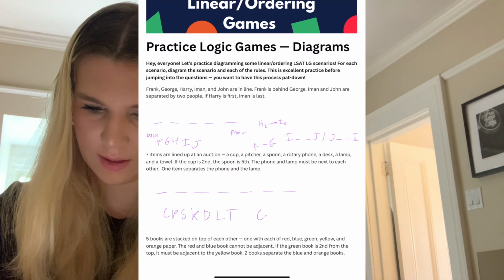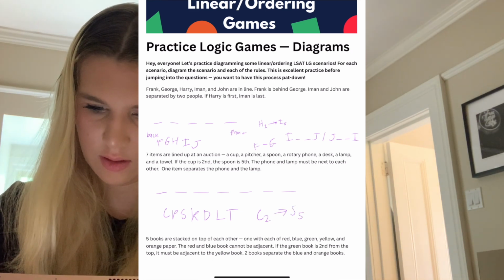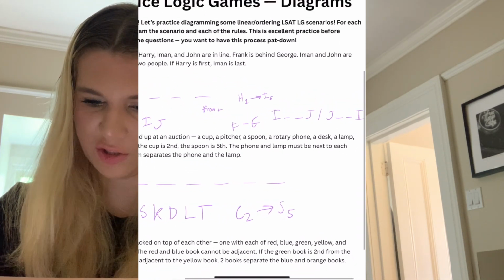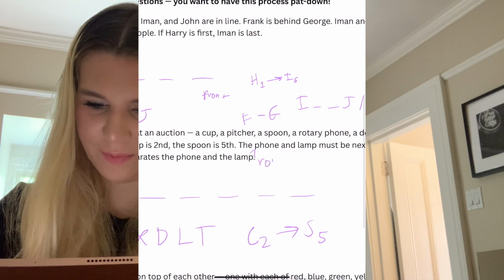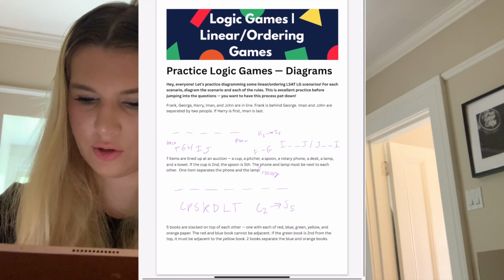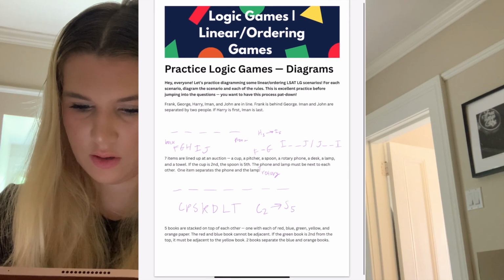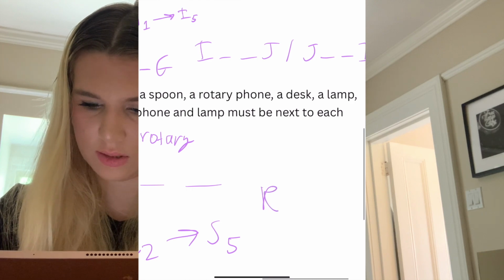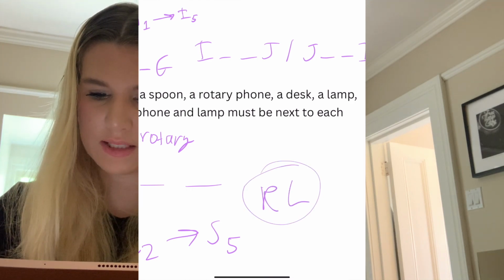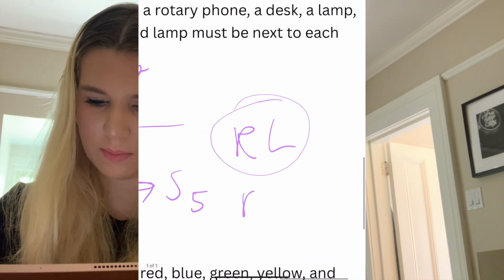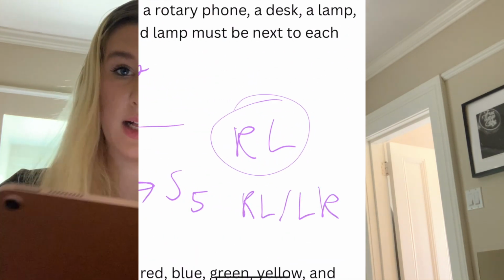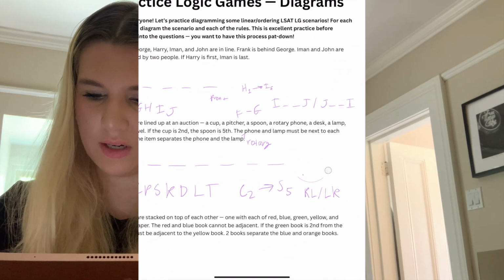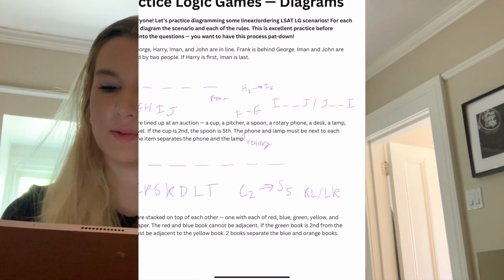If the cup is second, the spoon is 5th. The phone and lamp must be next to each other. So, I should have put rotary phone. So there are multiple ways that you can diagram that the rotary phone and the lamp must be next to each other. One way is by doing rotary phone and lamp in a circle like this. But similar to the previous example, I like to do both examples, R and L and L and R. So that way you remember that either one can happen. We don't know if R is to the right or if R is to the left.